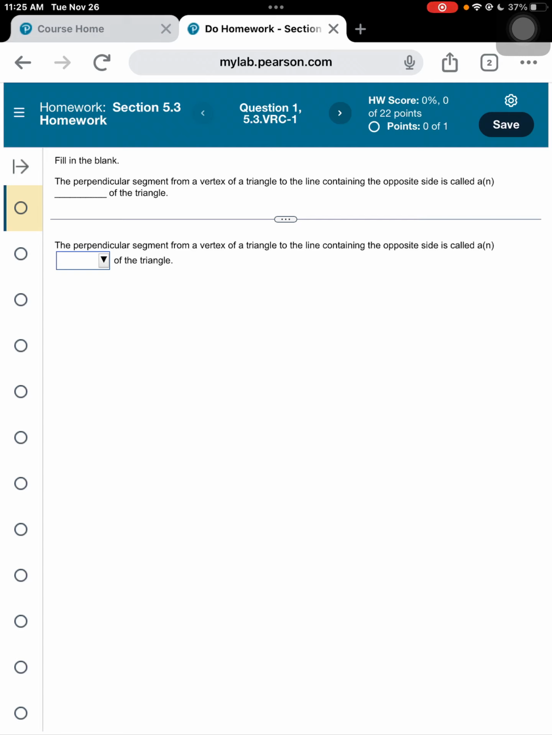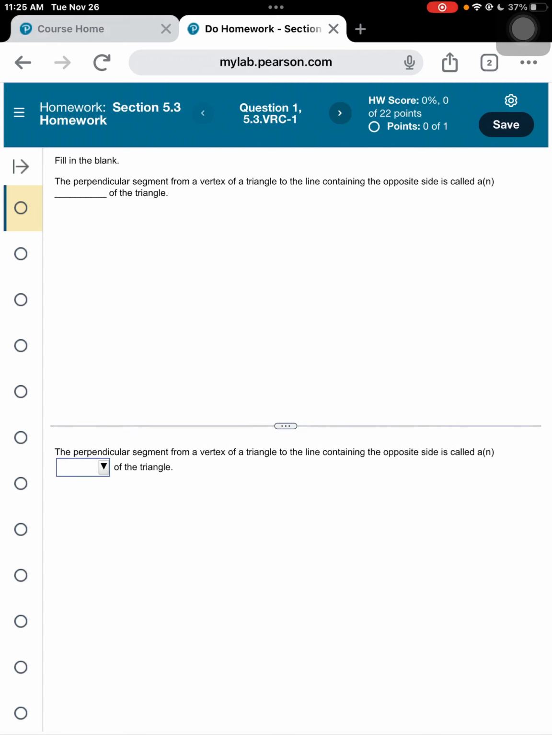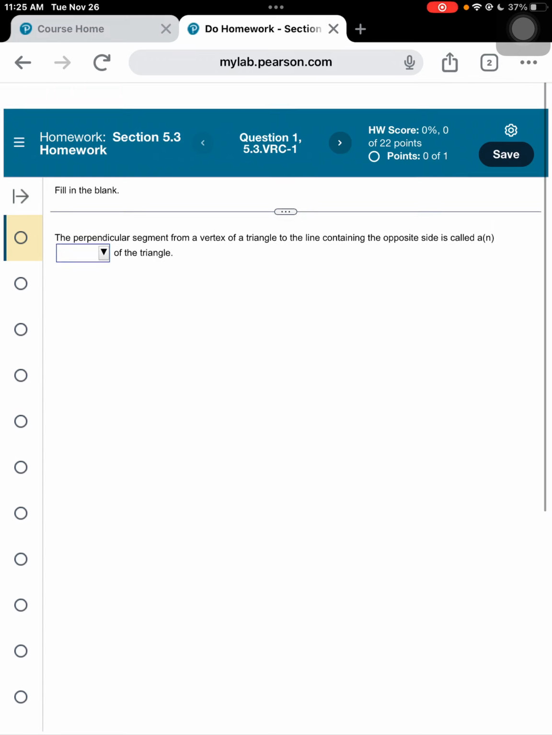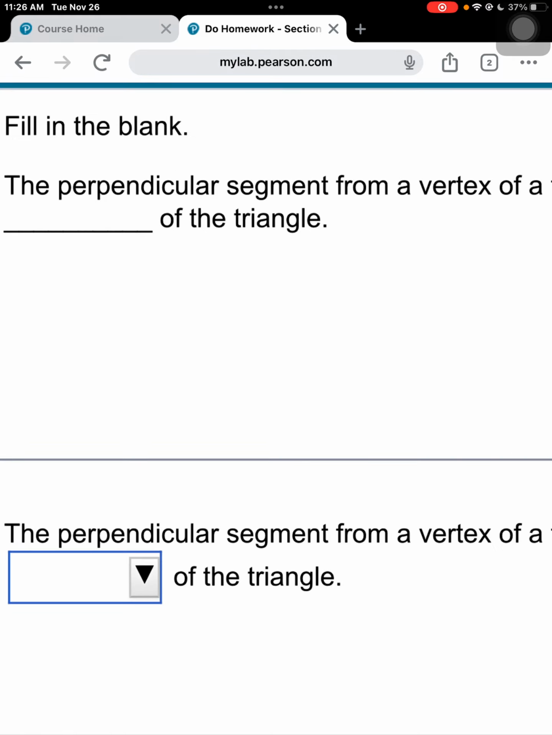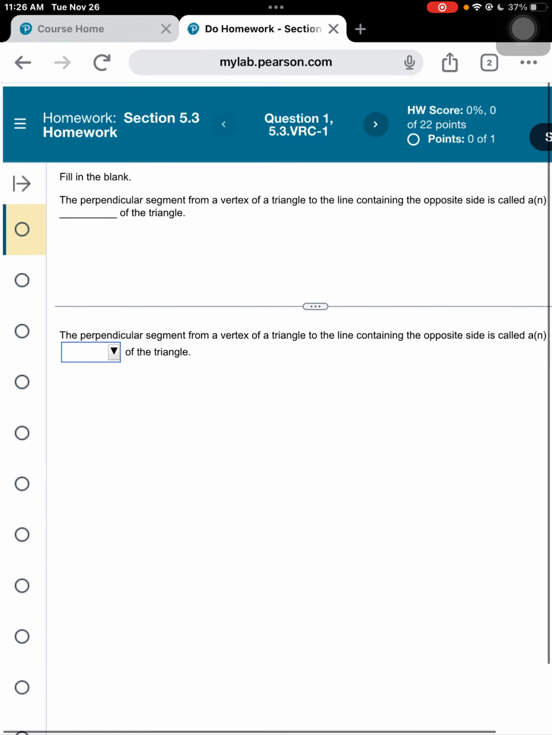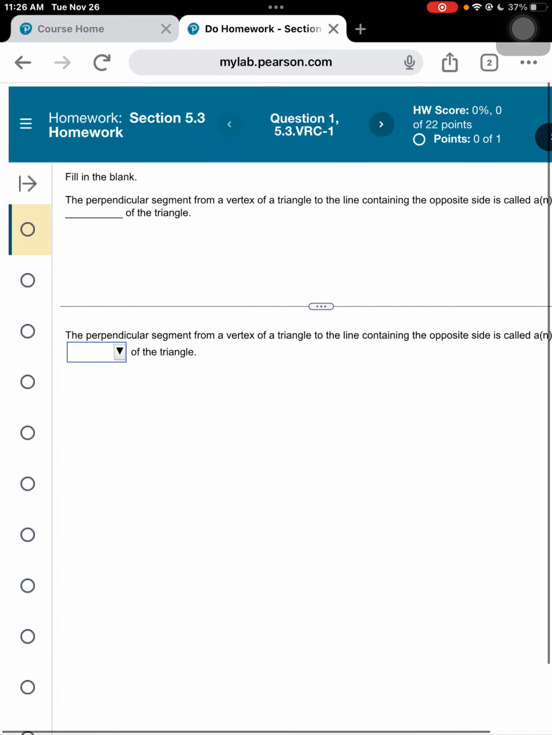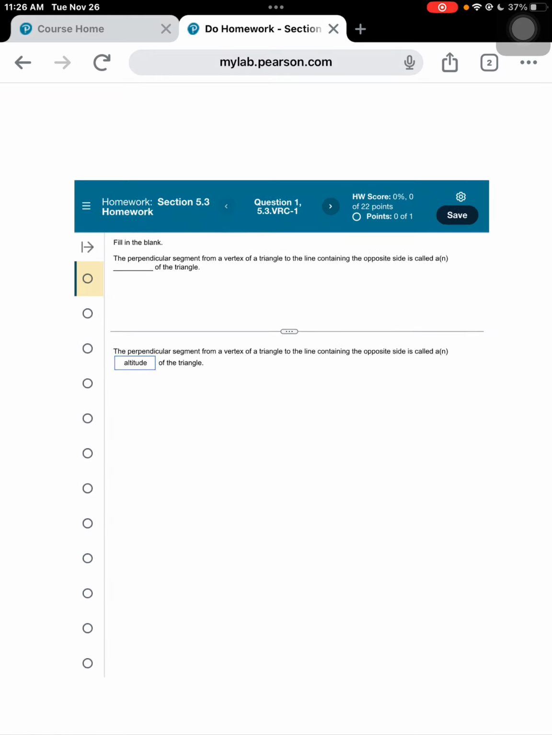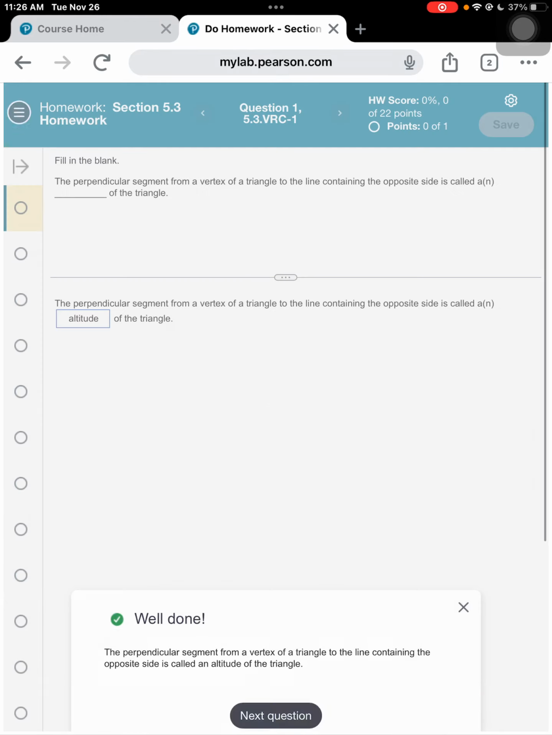So the perpendicular segment, okay, perpendicular segment. What do we know about altitudes? An altitude is from your vertex to a line containing the opposite side at what angle? At 90 degrees. So what's another way of saying 90 degrees? Perpendicular, correct? So the perpendicular segment from a vertex of a triangle to the line containing the opposite side is going to be called the what? Altitude. Okay.